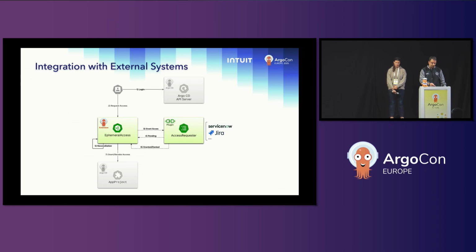So let's say the plugin returns granted. If it returns granted, then the ephemeral access controller moves on and grants the user access. And what it means granting the user access is updating the Argo CD app project resource, associating my user in the role associated in that project. So that is what increases my access level and associates my user with that role that was defined.